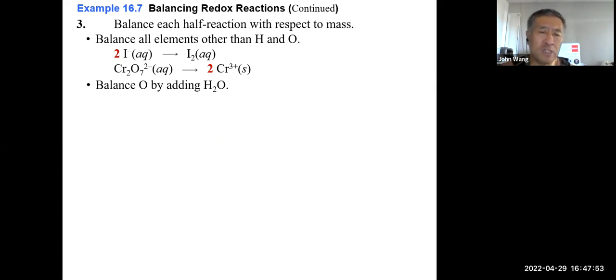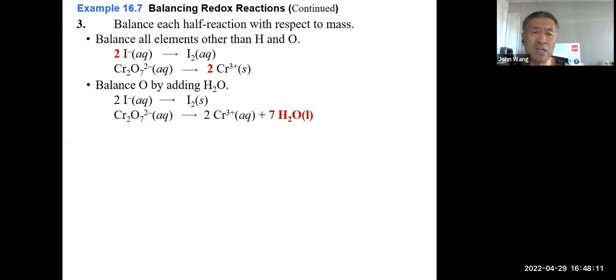You cannot use some other thing to balance the oxygen. If you see there are 7 oxygen on the left, you don't have any oxygen on the right, you don't use O2 or anything else, you're just using H2O, water. So if you're adding 1 water, you're getting 1 oxygen. So we need 7 oxygen, therefore we need 7 H2O. The state for H2O will be liquid.